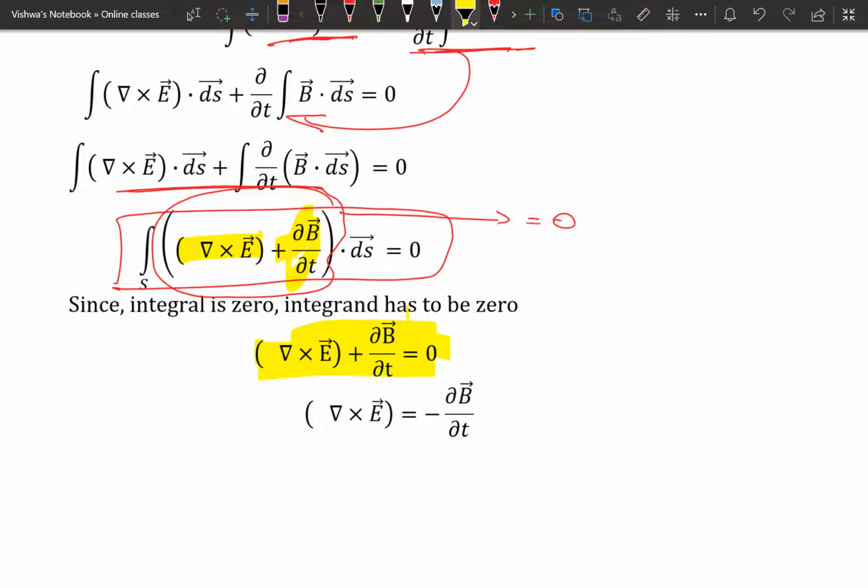Bring this ∂B/∂t to the right hand side, then ∇ × E = −∂B/∂t, which is the third equation of Maxwell's. This equation is derived by using Faraday's law of electromagnetic induction. The curl of the electric field is equal to the negative rate of change of the magnetic field. Then the fourth equation.